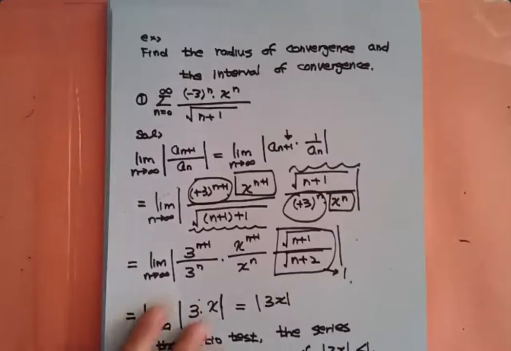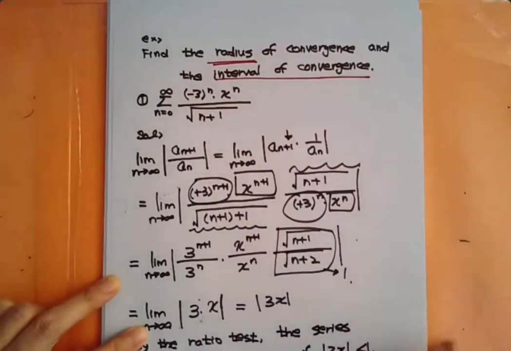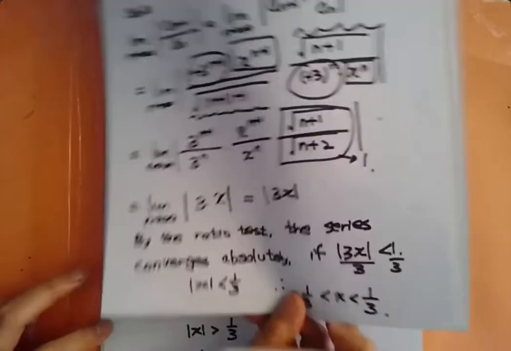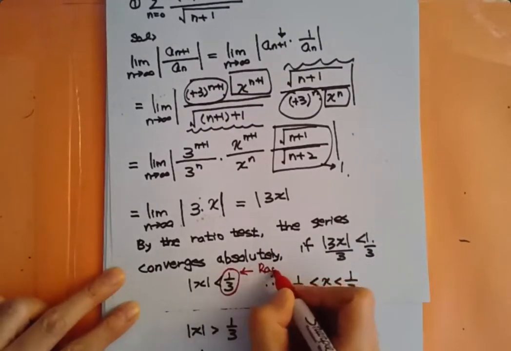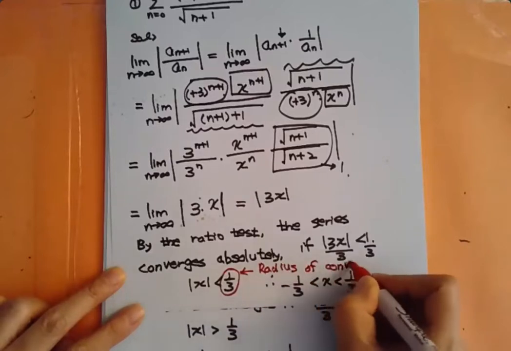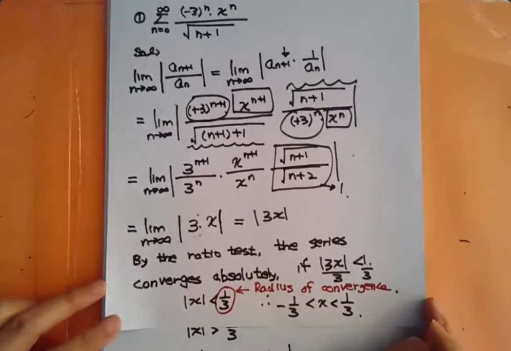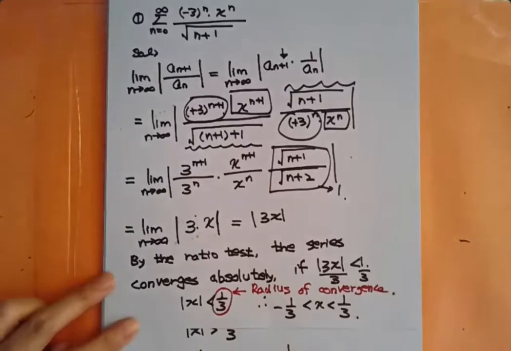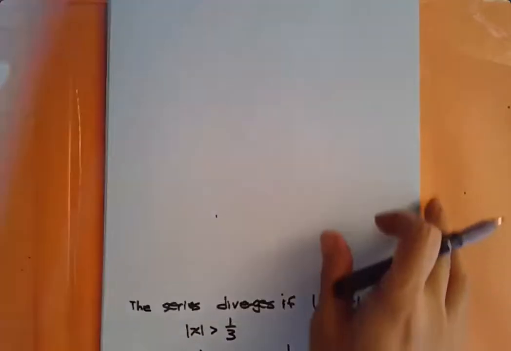So in this problem, what you have to know is about the radius of convergence and the interval of convergence. The radius of convergence is this number, 1 over 3. To determine what the interval of convergence is, we have to check at the boundary points. That means we will put x equals negative 1/3 or x equals 1/3, and then check whether the series converges.